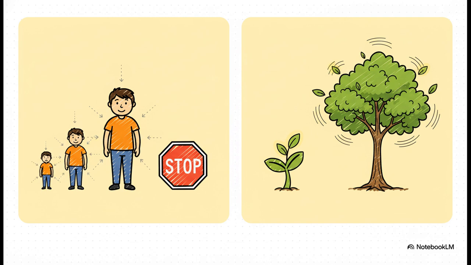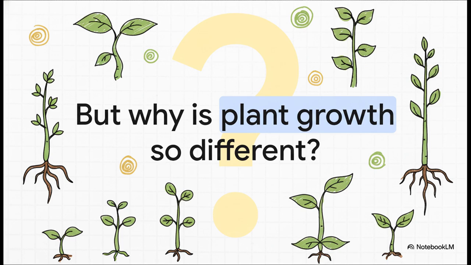But now, look at the right side. A plant's growth happens only in specific areas, like the tips of its shoots and roots. And here's the amazing part. This growth can continue for its entire life. So this brings us to the big question, doesn't it? What is the secret behind a plant's incredible ability to grow and grow? What makes its growth so fundamentally different from our own?